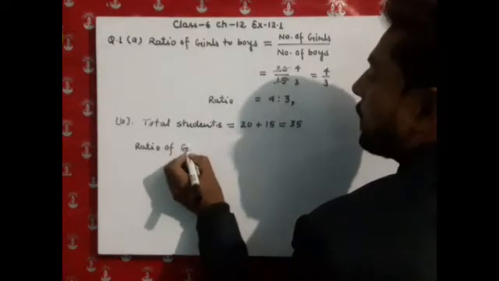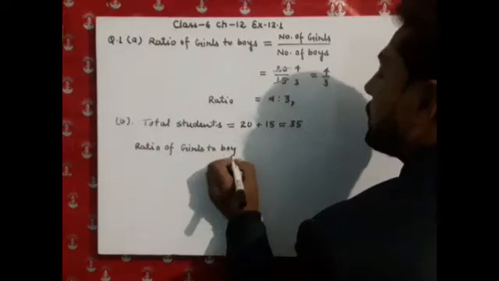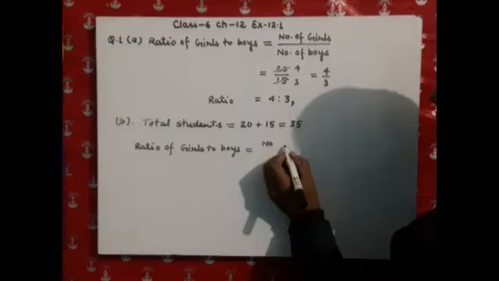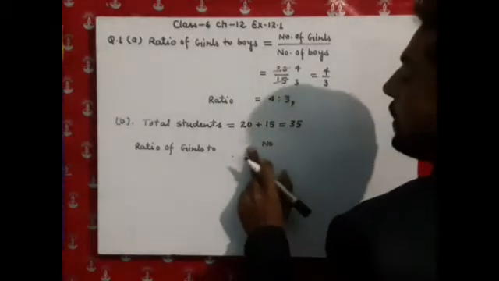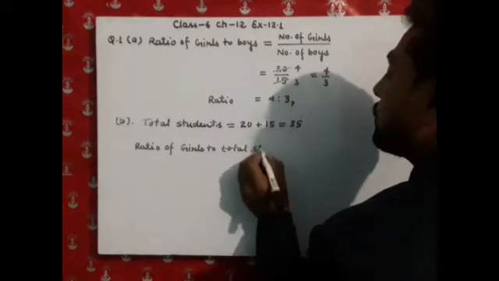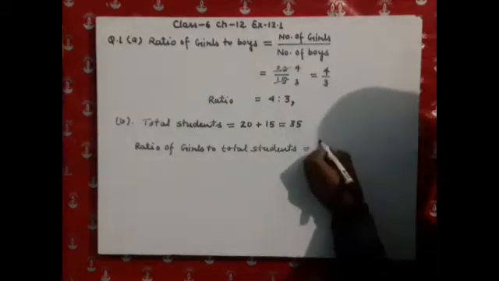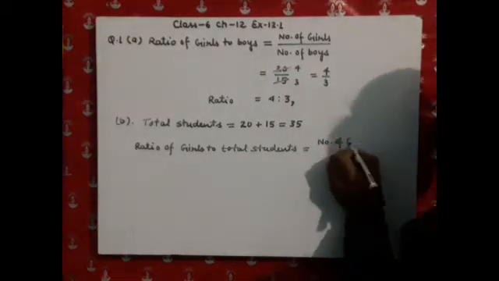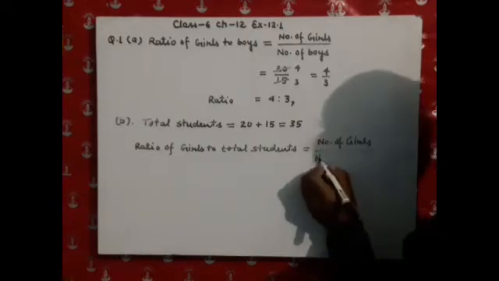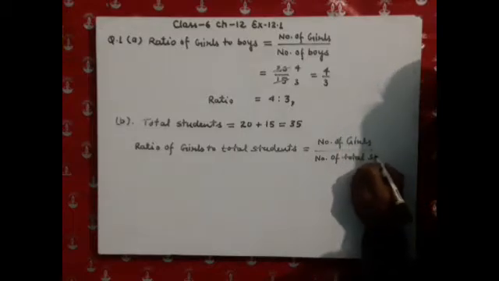Now, the ratio of girls to the boys, sorry, not to the boys, to the total students. So here the number of girls and the total number of students.